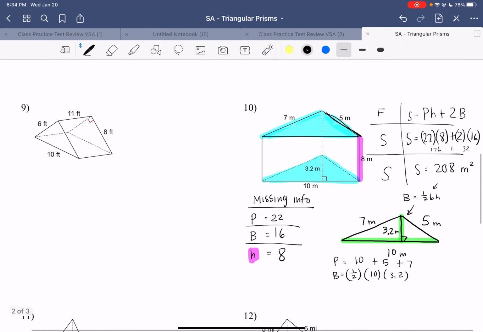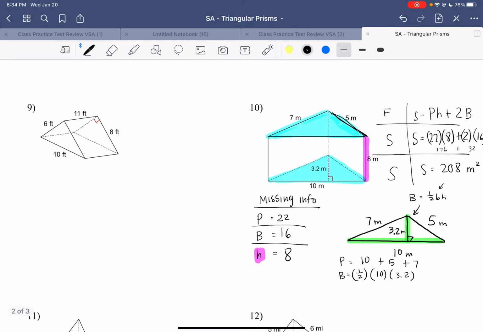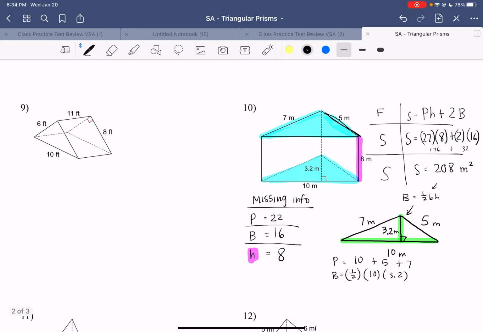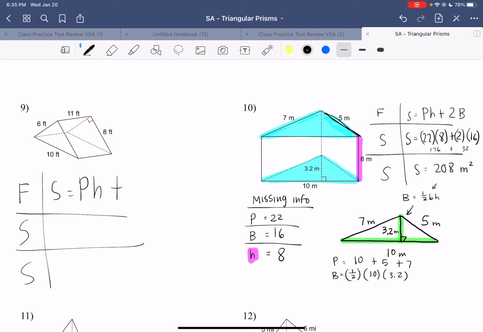Number 10 I already did in another video, so I'll just keep it there. And number 9, we have surface area equals the perimeter of the base times the height of the prism plus 2 times the area of the base.